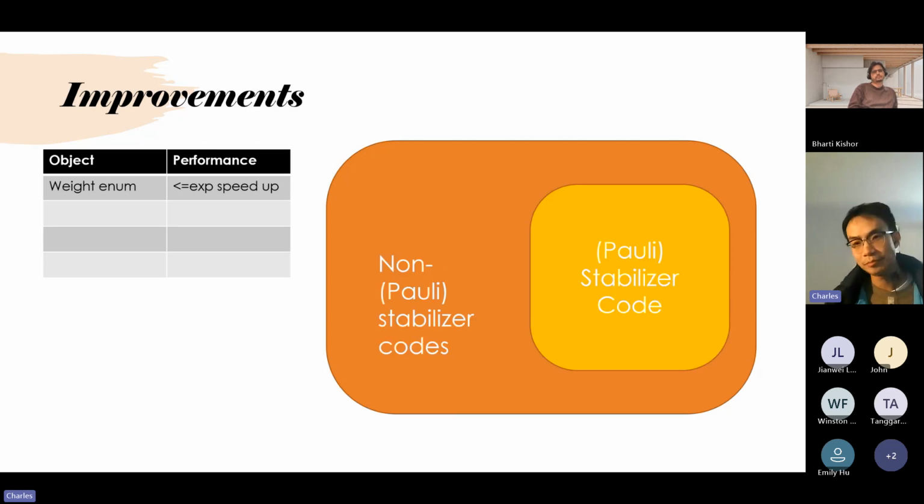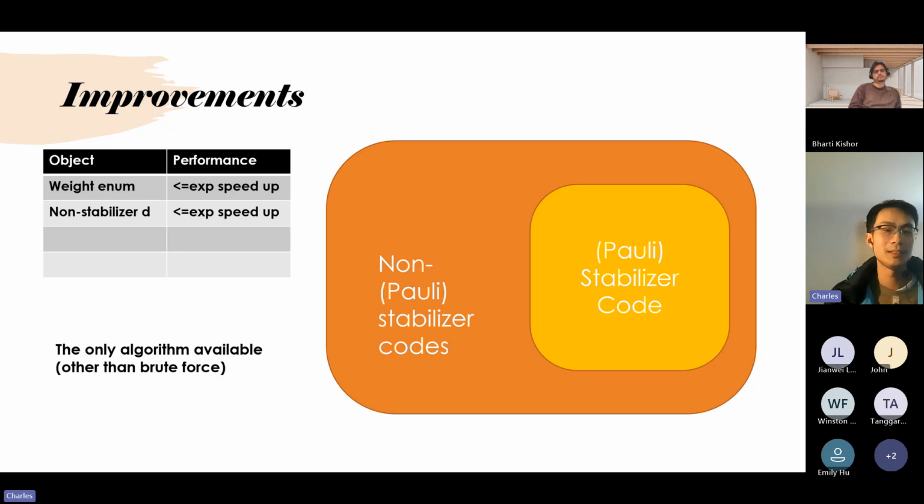And if we split the set of quantum codes into stabilizer codes and those that are not stabilizer codes, for the ones that are not, we now also have a way to compute code distance using the enumerator polynomial, and it's substantially faster than what we had before. And since it is the only algorithm available other than brute force, it also makes it the current best algorithm for such tasks.